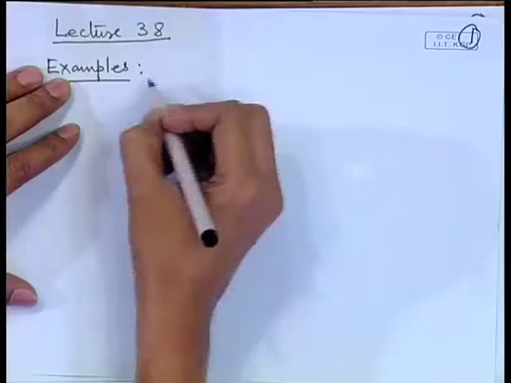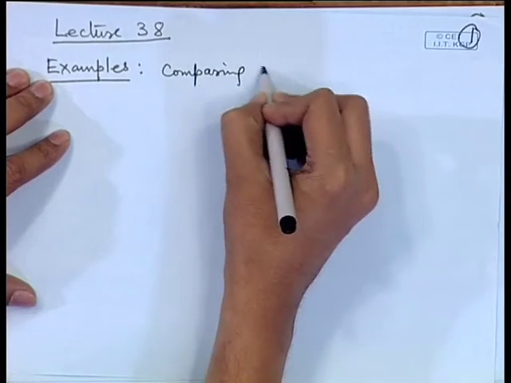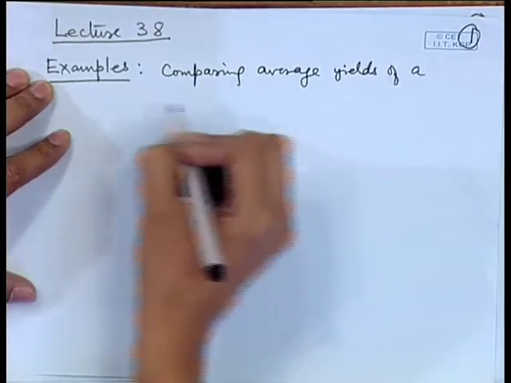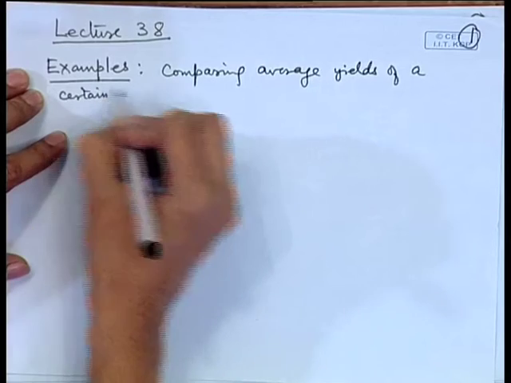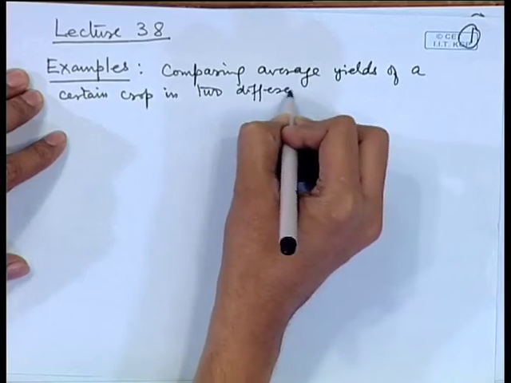Suppose we want to compare the average yield of a certain crop in two different states. Now, if we are looking at this, then we may have a random sample taken from the two states. So, we are looking at comparing average yields of a certain crop in two different states.